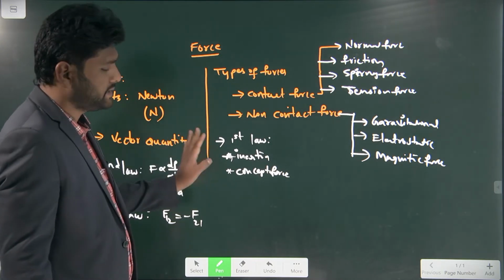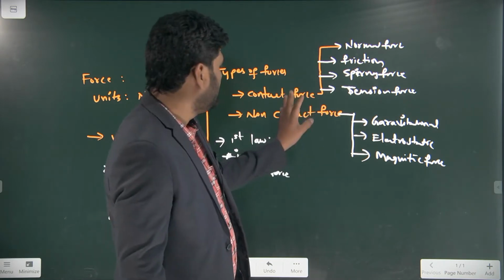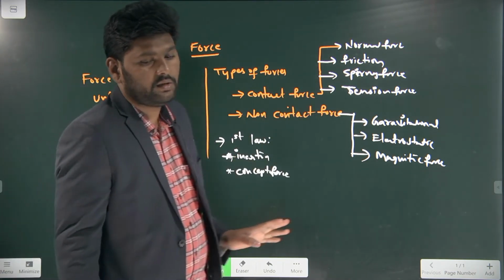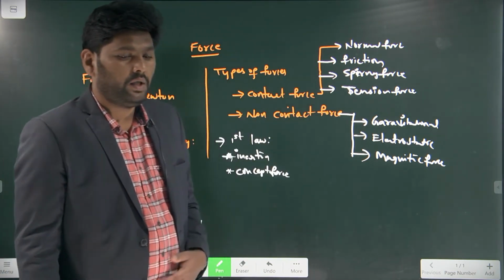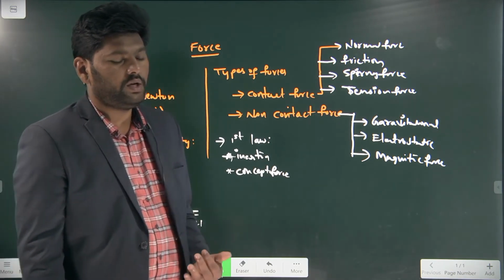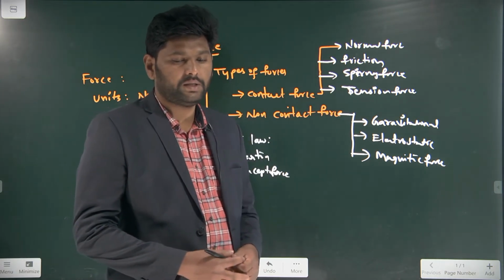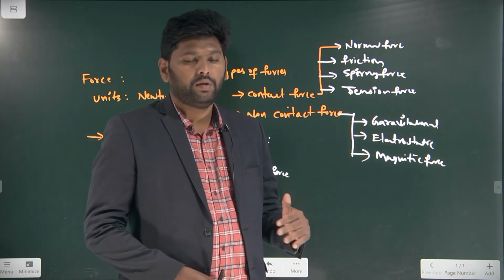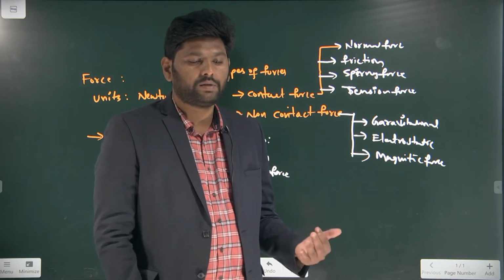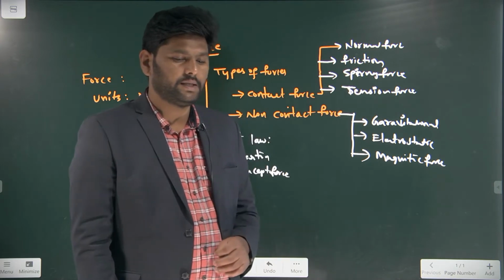So this is the synopsis you have. Finally, even though so many forces are acting, how do you find the net, equivalent force? You can find the equivalent force by using a free body diagram. A free body diagram is a diagram which represents all the forces acting on the body. So this is all the synopsis you have.